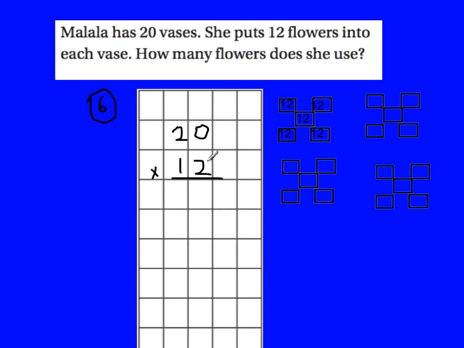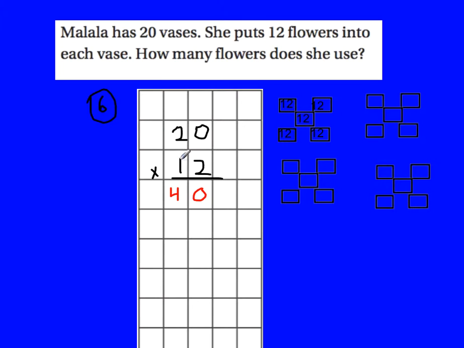I start with the number 2, and I think 2 times 0 is 0, and 2 times 2 is 4. The first line of your answer should say 40. If it does, good job. If it doesn't, you need to fix it. I'm done with the 2 now because I've multiplied it by the 0 and I've multiplied it by the 2. So I'm going to ignore this one now and go on to the 1.